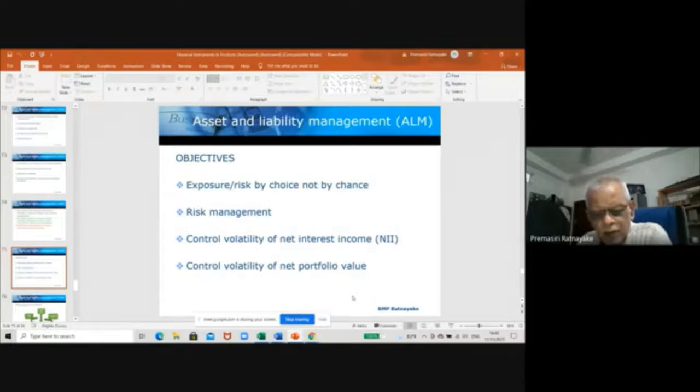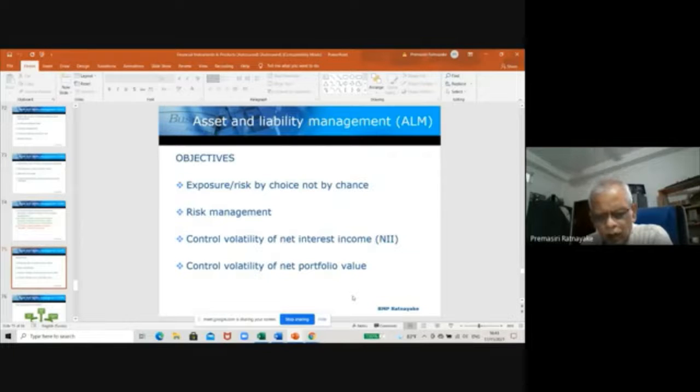Then risk management is another objective of ALM: risk identification, risk measurement, and risk management. Management means diversification of risk as much as possible, and certain elements of risk which cannot be mitigated are usually managed through derivative products and other means. The risk amount is transferred to other entities which would buy such amount of risk for a fee. That is called derivatives.